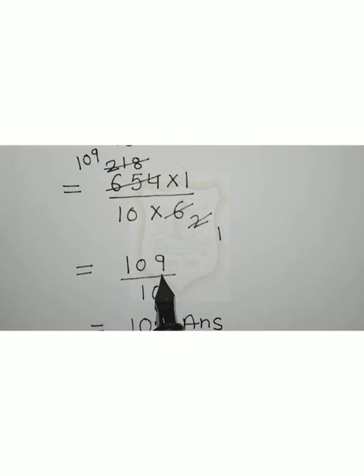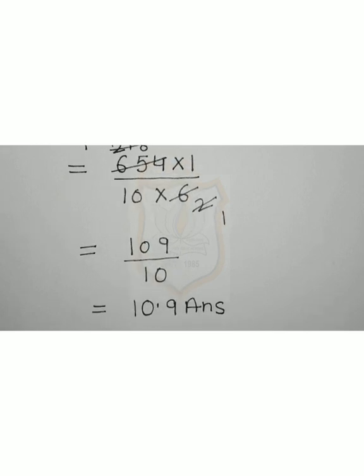This 109 upon 10 will be converted into a decimal fraction by putting the decimal after 1 digit, because in 10 there is only 1 zero. So the decimal will come after 1 digit, that is 10.9. So our answer is 10.9.